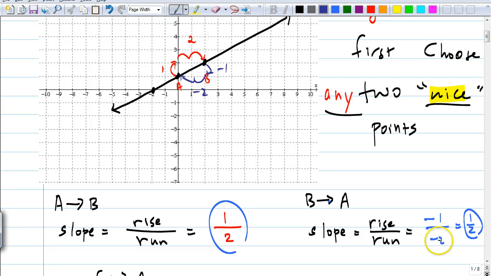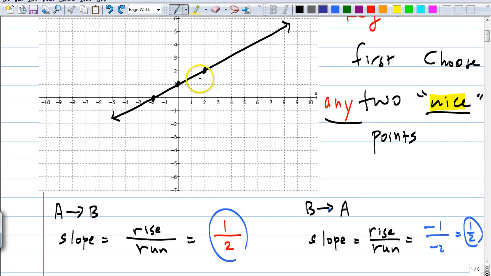Because what's negative over negative? Positive, so you get half, no matter how you do it. Does that make sense? Some of you may say, wait a minute, what if I chose the other point? So let's forget these. And what if I chose the first and the last one here? What do you think would happen?